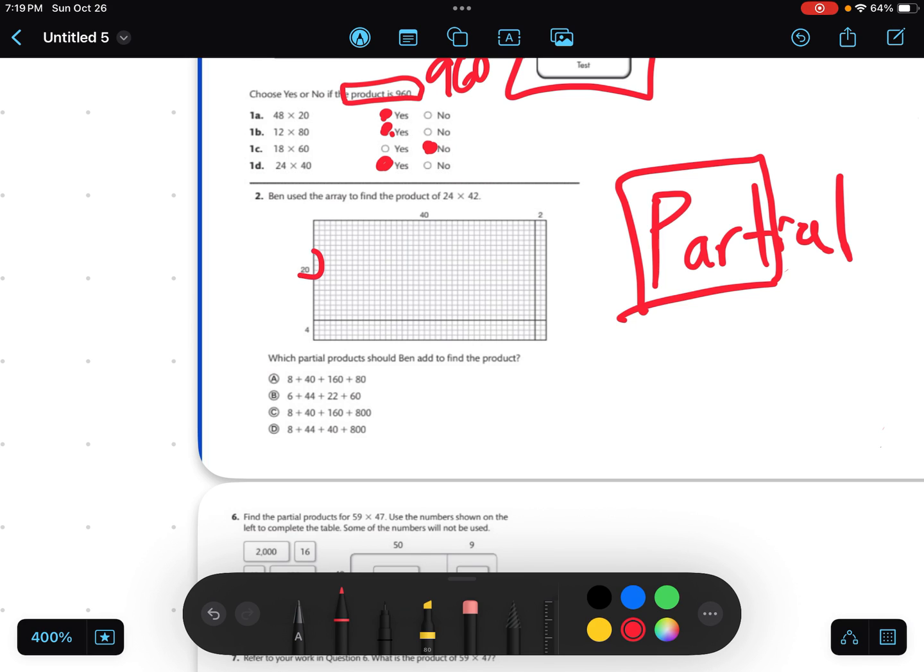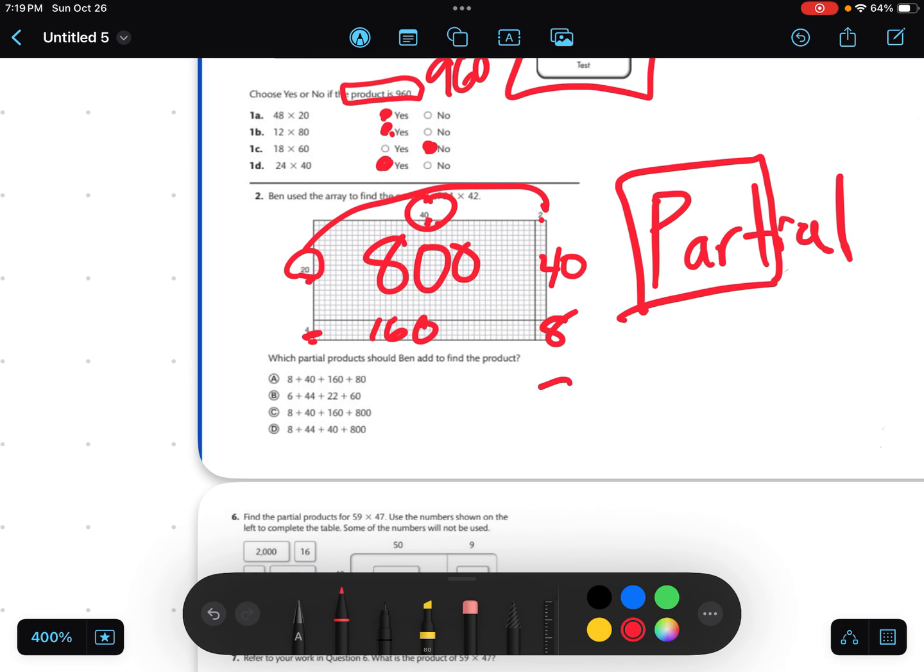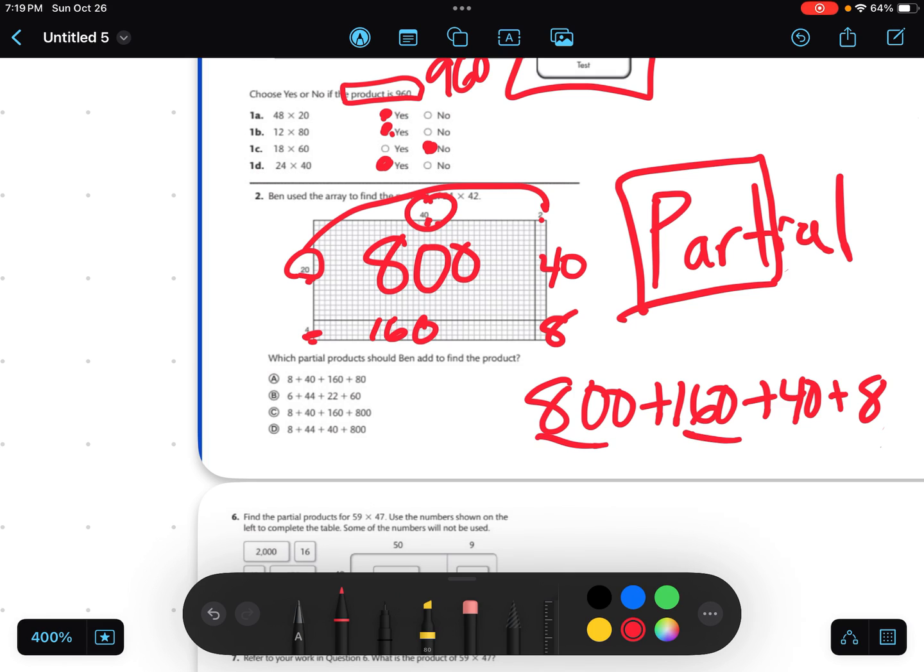So if I did 20 times 40, that would be 2 times 4, which equals 8. And then I add my zeros, 0, 0. And then I have my 20 times 2, which equals 40. And I have my 4 times 40, which equals, or 4 times 4 equals 16. And then add the 0. And I have my 4 times 2, which equals 8. So I have 800 plus 160. I always like to do the bigger numbers first. Plus 40 plus 8.